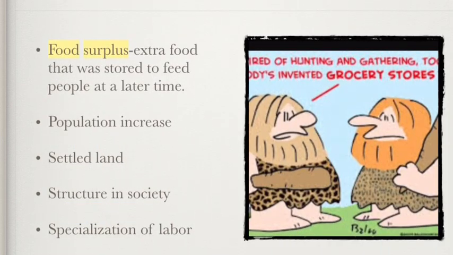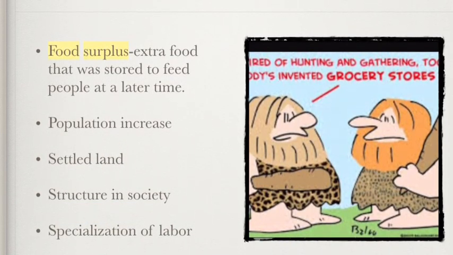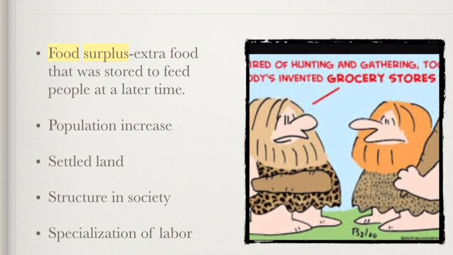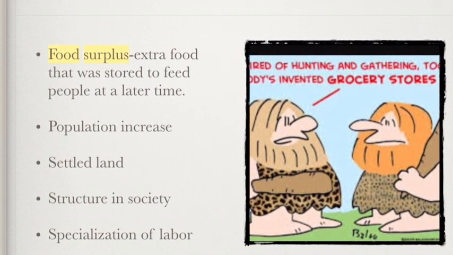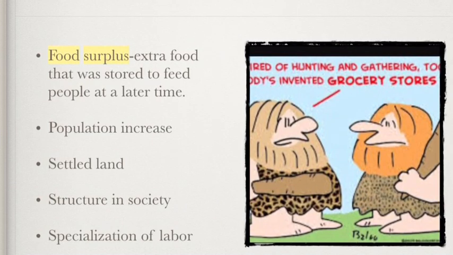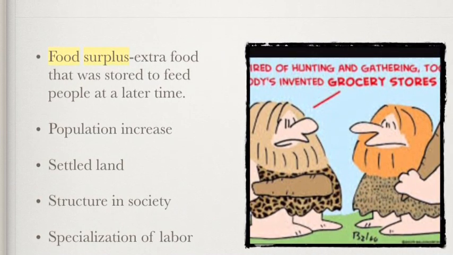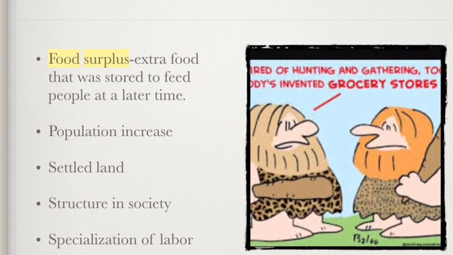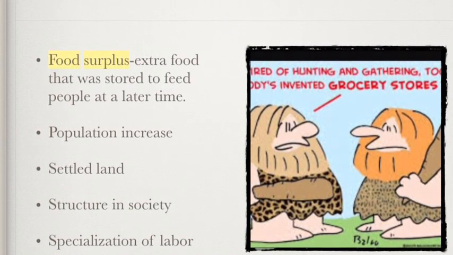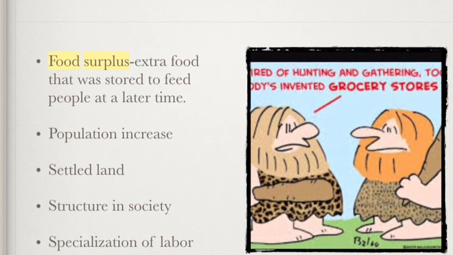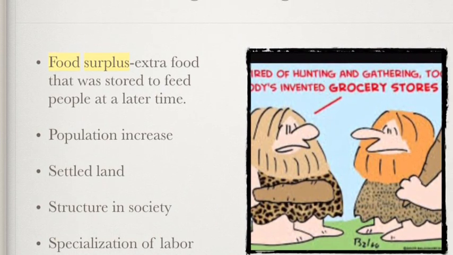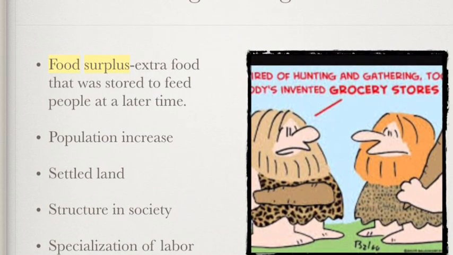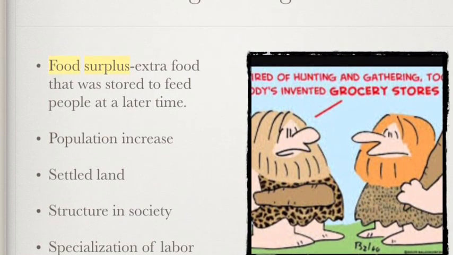Alright, so let's start talking about some of the advantages of farming like this. The first thing is there was a surplus of food, or extra food that was stored to feed people at a later time. So now humans could plant a bunch of grain or crops in the Fertile Crescent and take it all, and they could save it for later, which allowed them to have food over long periods of time. In addition, since they had a stable food supply, population started to increase, right? Because they could feed more people at once.